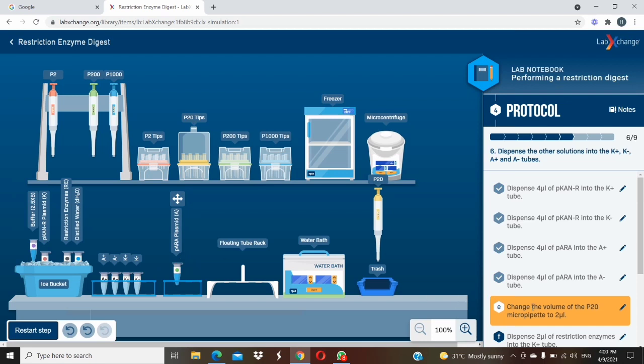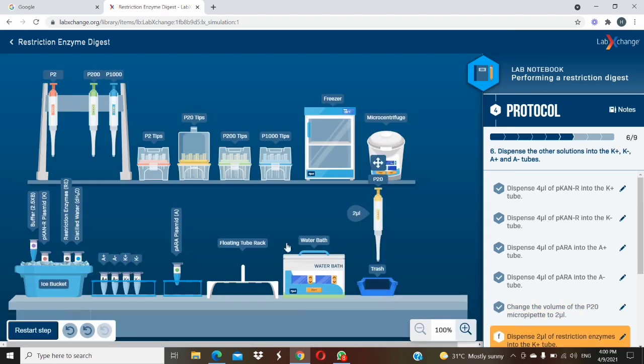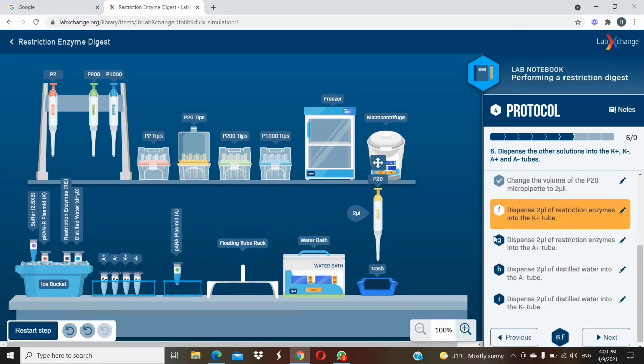Close it. Now change the volume of the P20 micropipette to 2 microliters. This is 4 microliters, so we have to change it to 2 microliters. Here we go. Save the volume. And then dispense about 2 microliters of the restriction enzyme into the K positive tube. So we get it back and then we take the restriction enzyme from the rack.